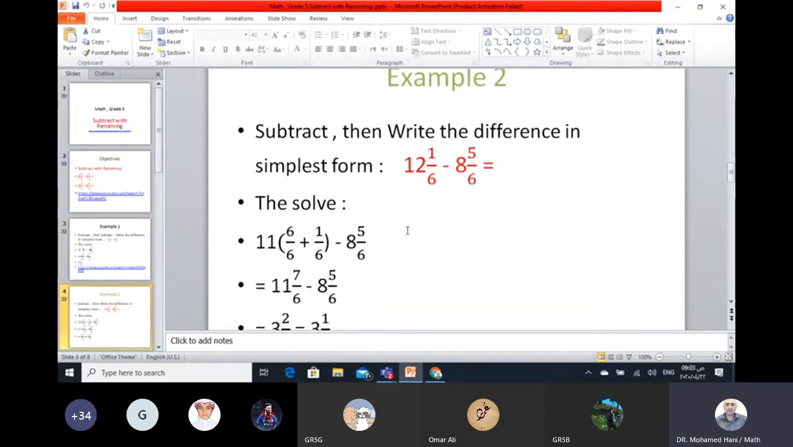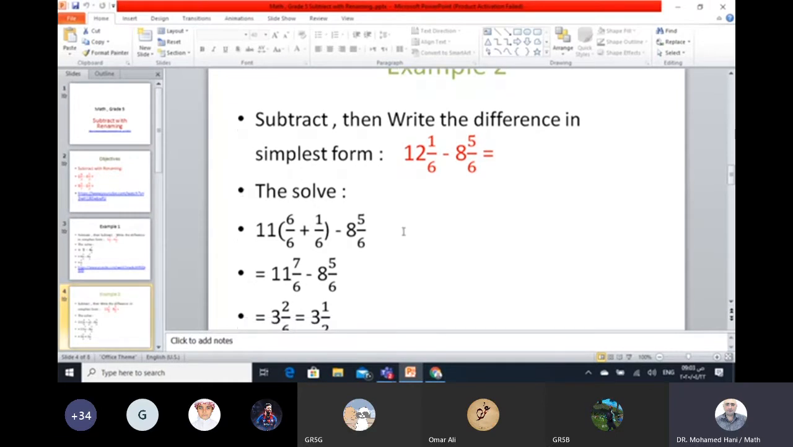Here we want to solve without estimating. Subtract, then write the difference in simplest form. As you see, we have like fractions here, so I can do subtraction directly. But we have a problem here: we have 1 and here we have 5. 1 minus 5 is impossible. I cannot do this operation.